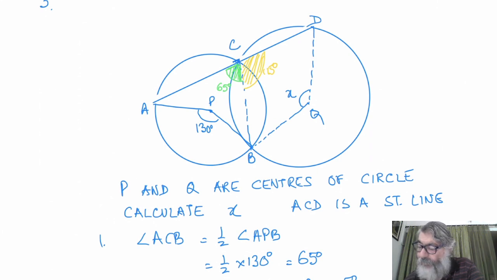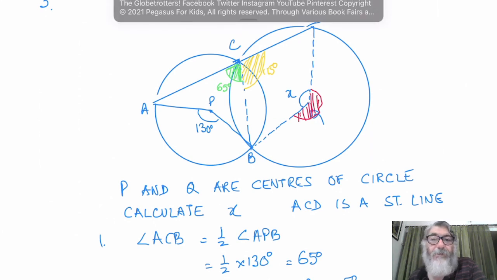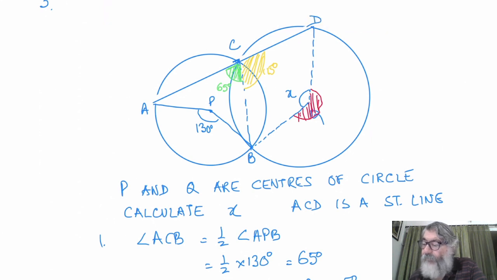So this angle, this is a reflex angle PQD. Reflex angle PQD will be 115 into 2. It will be 230 degree. Is that clear?